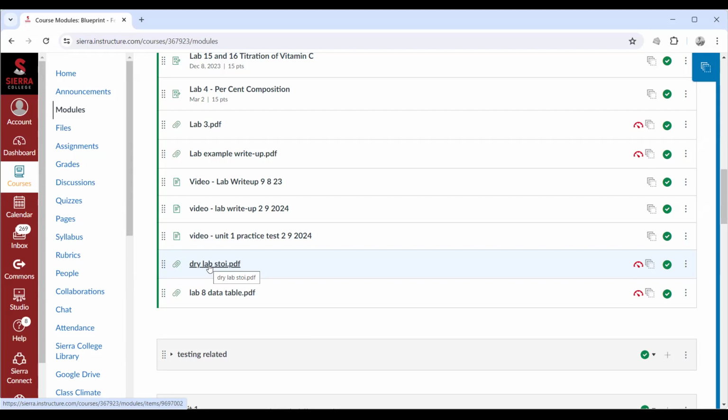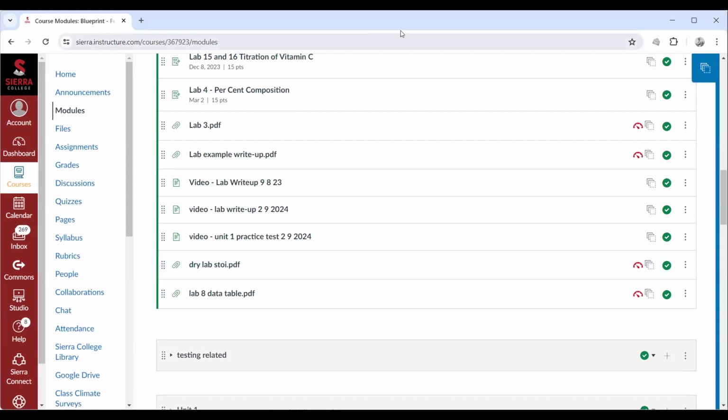So, are there any questions about where the Canvas files are located or anything like that? Okay. And I want to also recommend a pencil with a big giant eraser. Don't do this in pen.